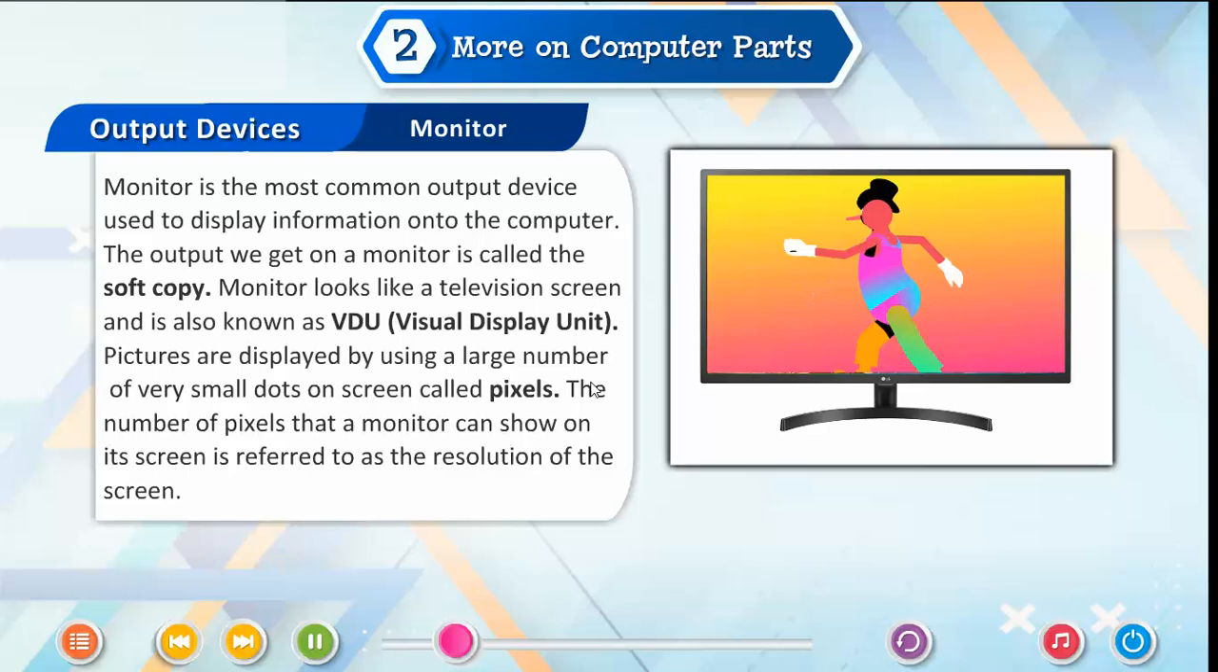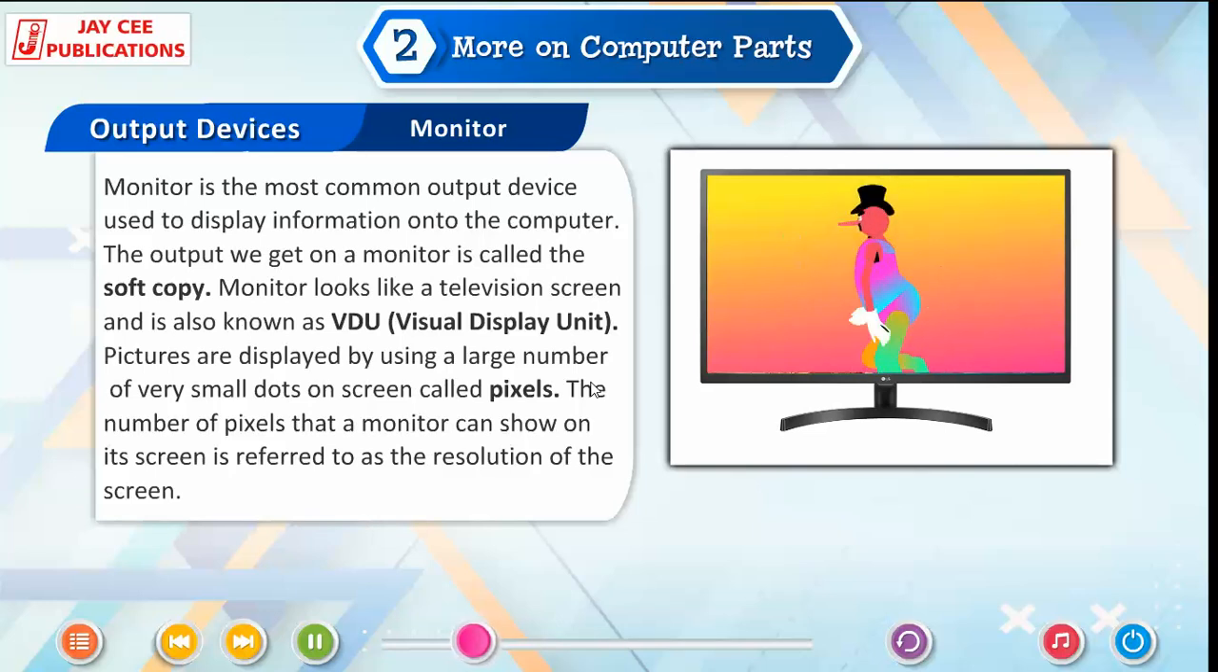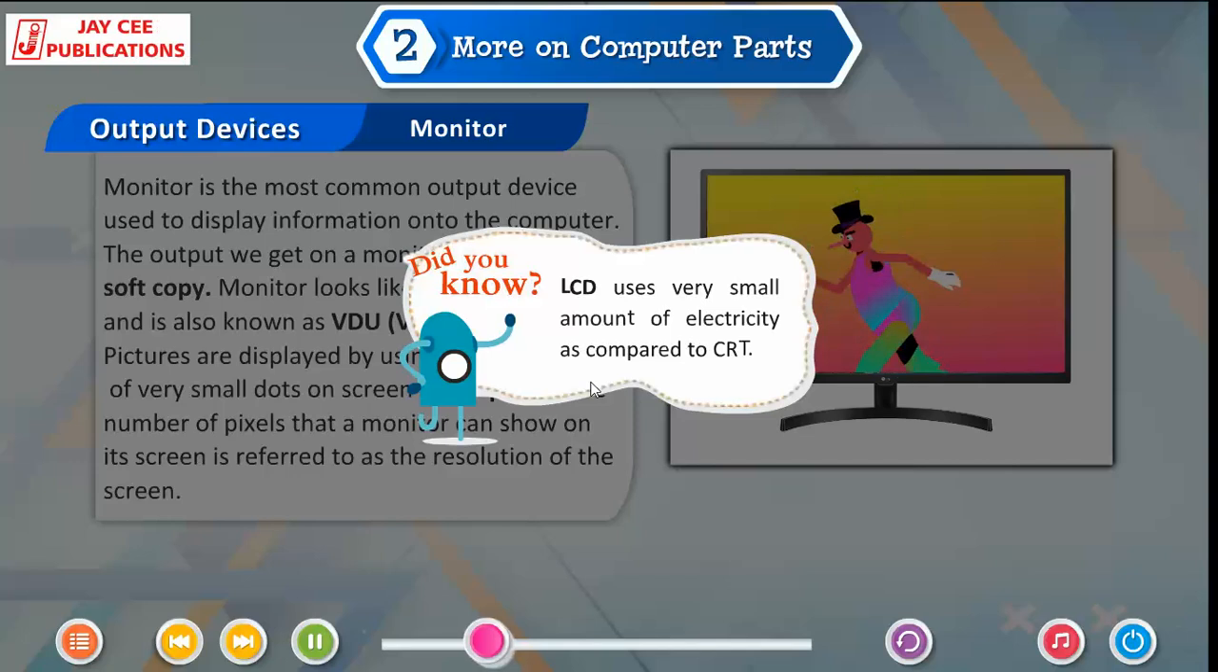Pictures are displayed by using a large number of very small dots on screen called pixels. The number of pixels that a monitor can show on its screen is referred to as the resolution of the screen. Did you know? LCD uses very small amount of electricity as compared to CRT.